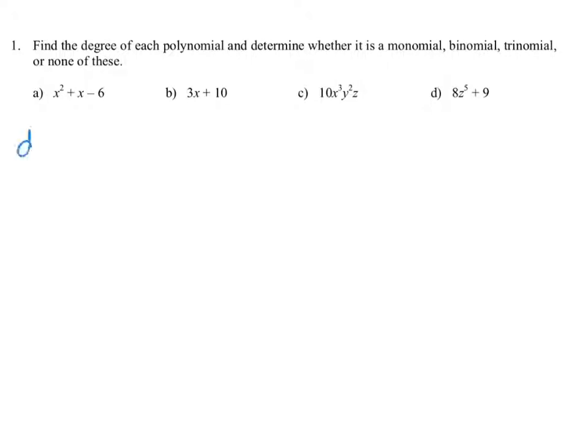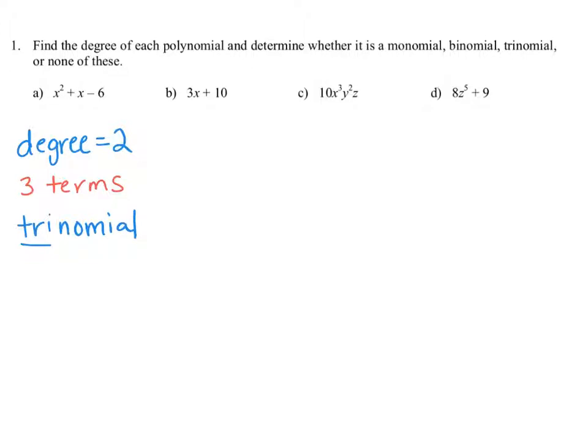In the first example, x squared plus x minus 6, we say that the degree of this polynomial is 2. And we can say that because the highest exponent, of just the first term x squared, is 2, so the degree of that polynomial is 2. Now, since this has 3 terms, we can say that this polynomial is a trinomial. Just like a tricycle has 3 wheels, this polynomial has 3 terms, so we call it a trinomial.